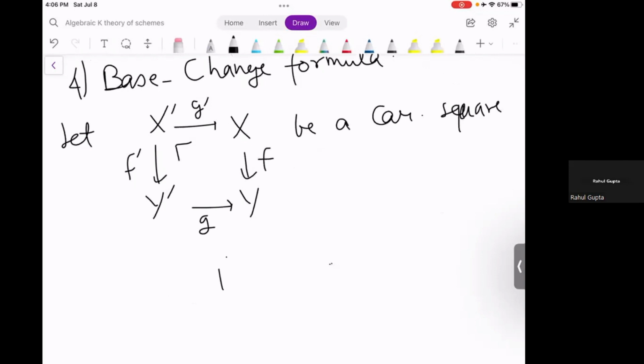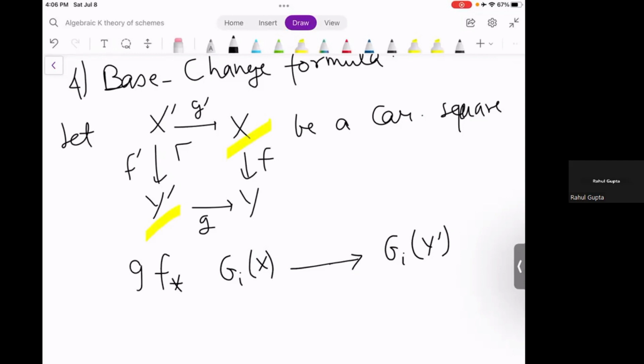Then I want to define a map from G theory of X to G theory of Y prime. There are two ways to go from G theory of X to G theory of Y prime. I push forward along F and pull back along G, or I pull back along G prime first and then push forward along F prime.